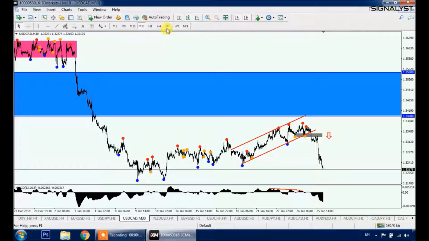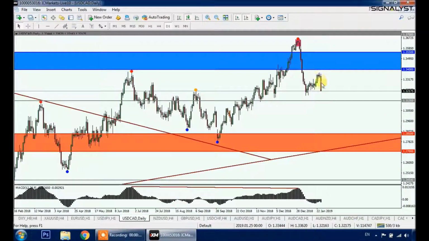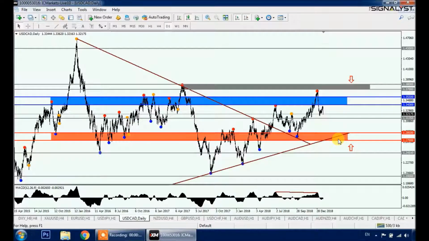So I'm still overall bearish on USD CAD, especially that it's below our blue zone and we've got a big momentum candle engulfing the previous 10 candles. Our first minor rejection zone is at this level in gray, and then our strong rejection zone is this zone in red.